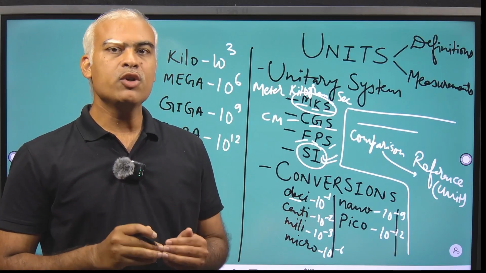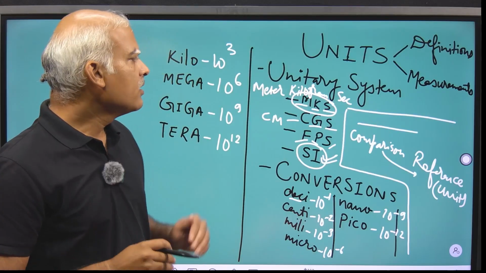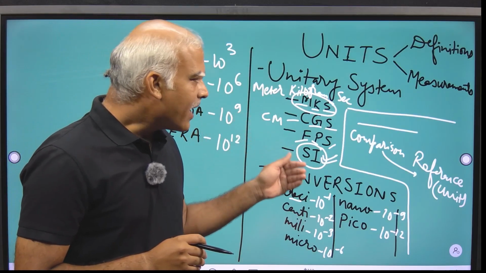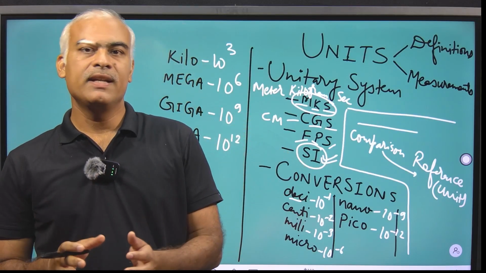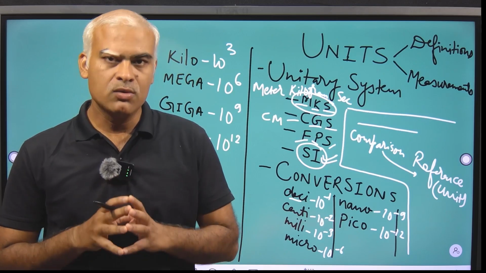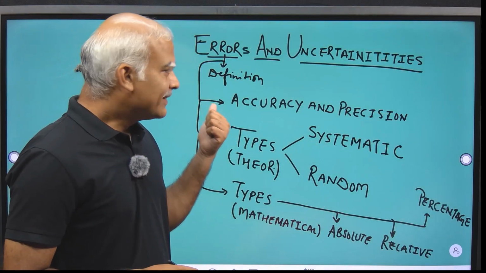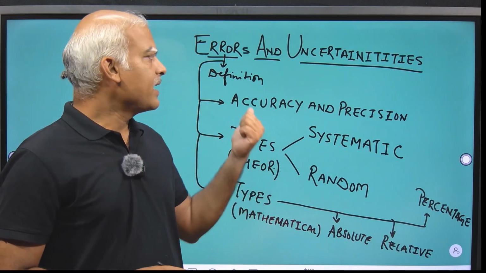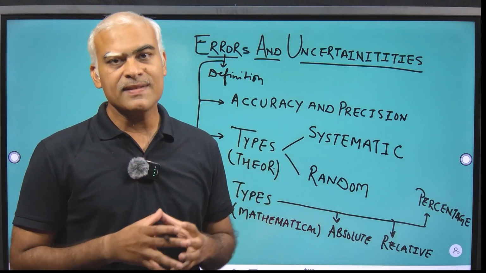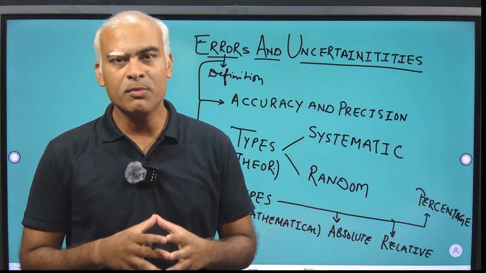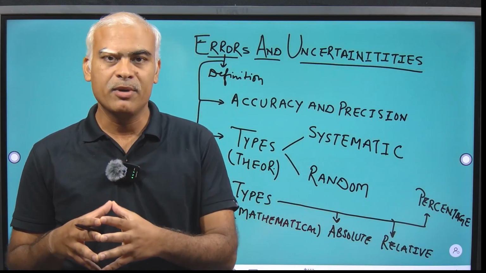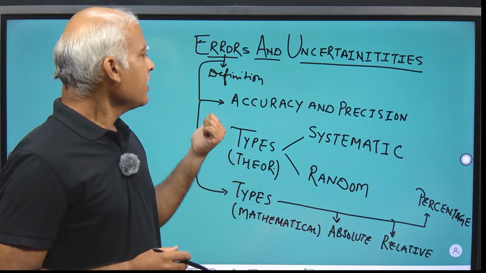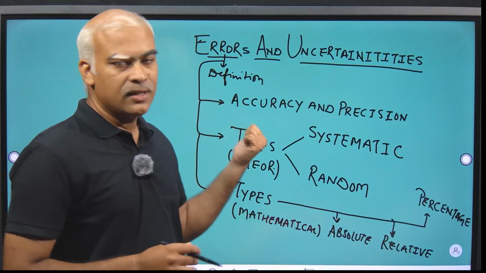Now we are switching to what basically errors and uncertainties are. Switching to the next subunit, the third subunit is errors and uncertainties. From this subunit, you may have numericals in your board examination. First of all, we are defining what error means.